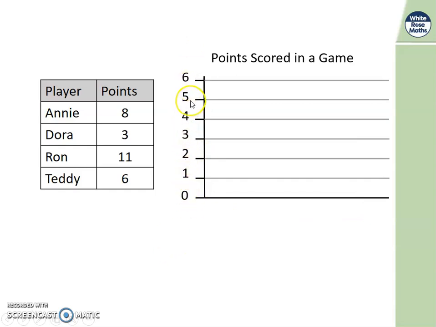So will this scale work for our data? Have a think. So this graph only goes up to 6, but we've got some children that scored 8 and 11. So it won't work because it's not long enough. Let's change our scale to this now. So we're counting up in 10s. Will that work? Yes, it will work because we've got amount there. We've got 11. We can represent 11 on this chart.